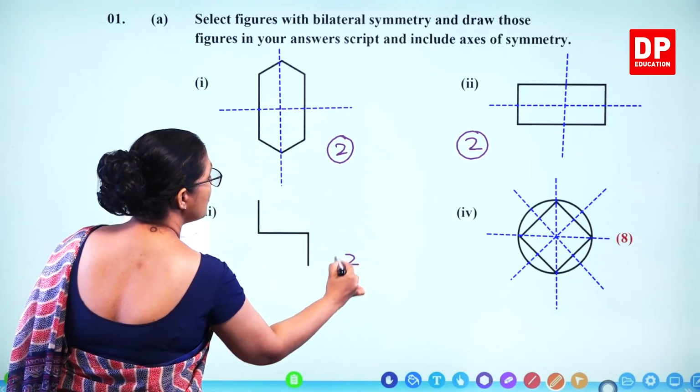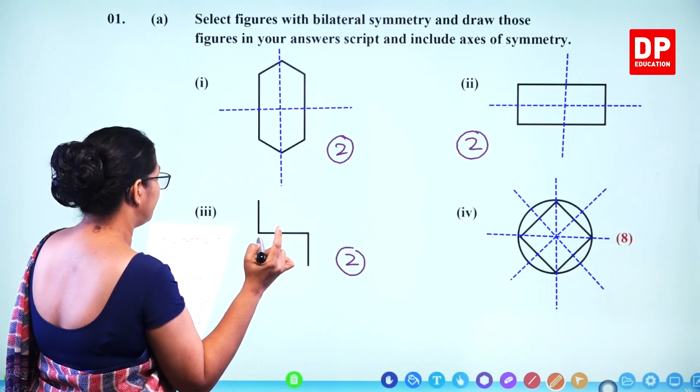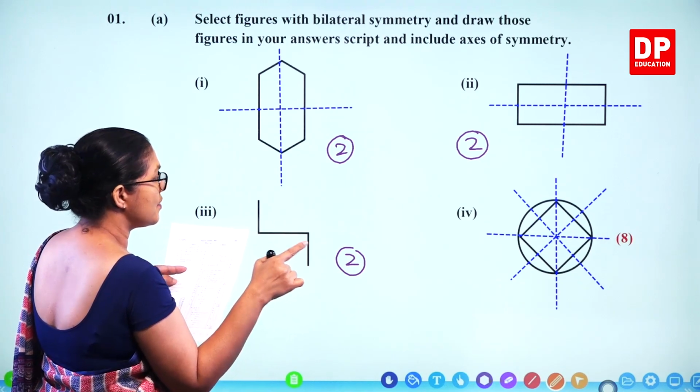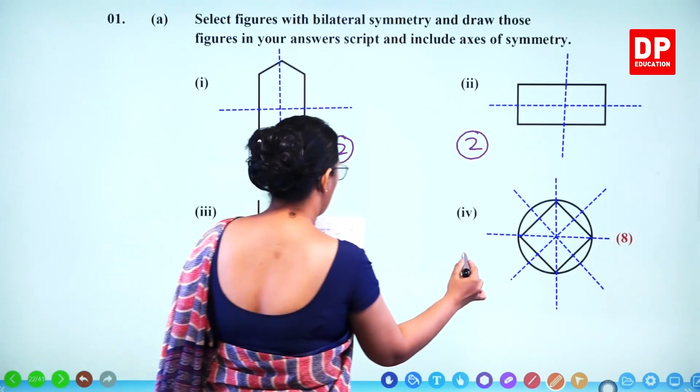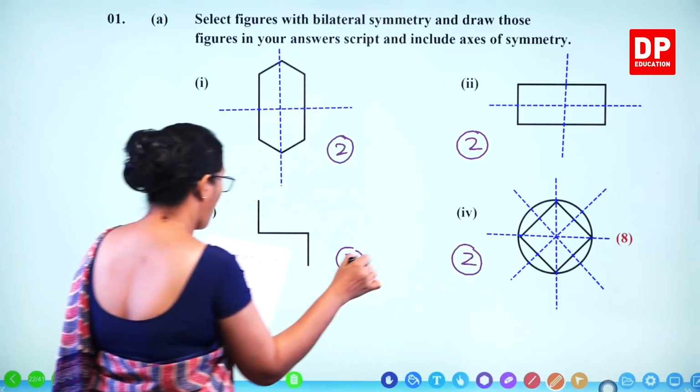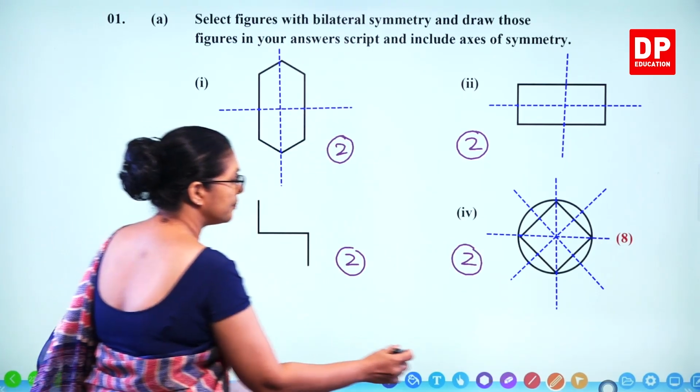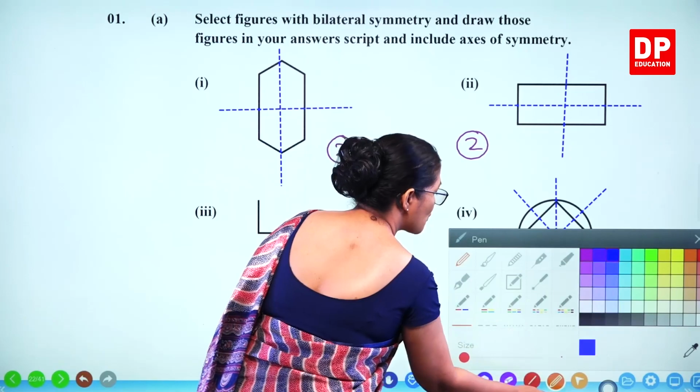Here also you get marks. And this one 4, so 2 marks. So all these, 8 marks. Let's take the next one.